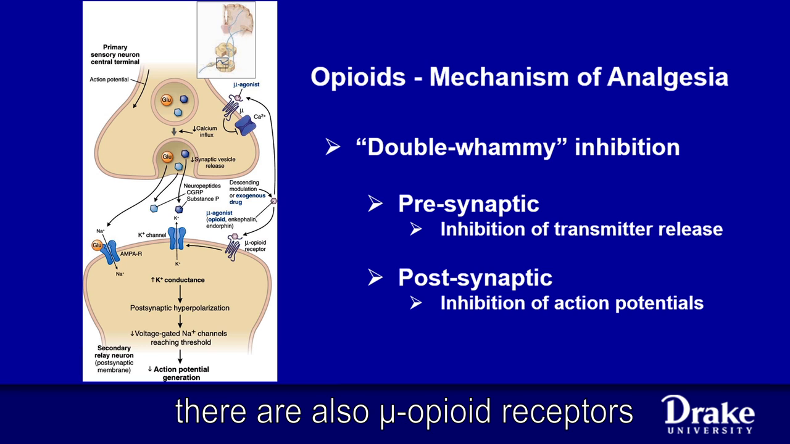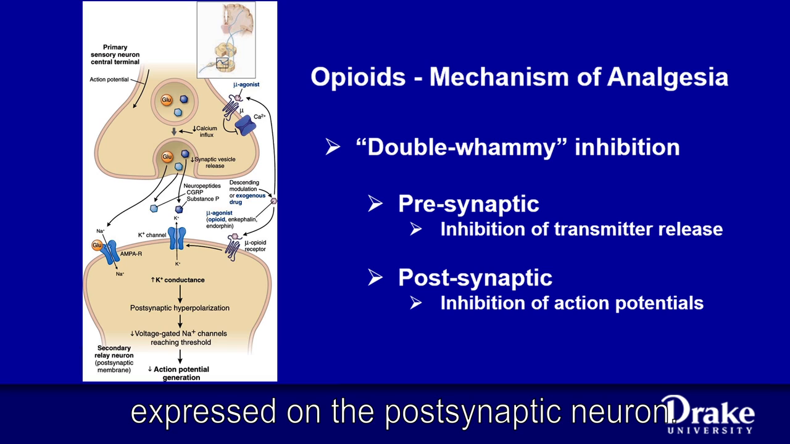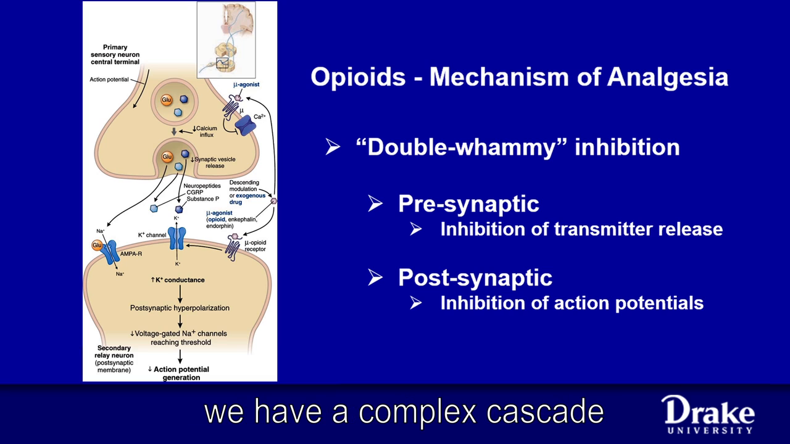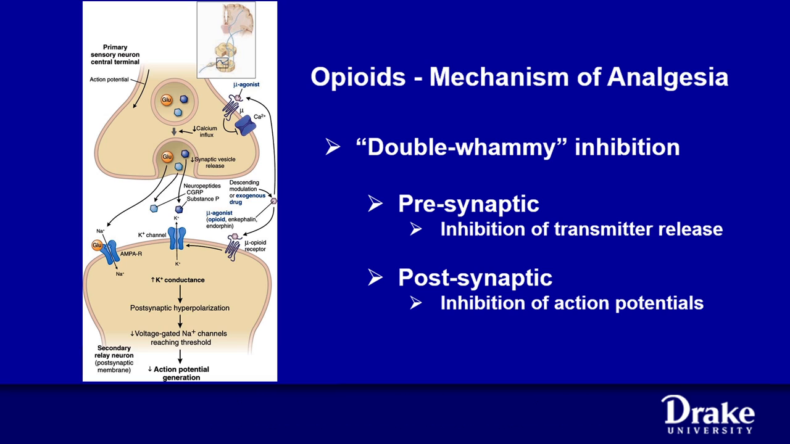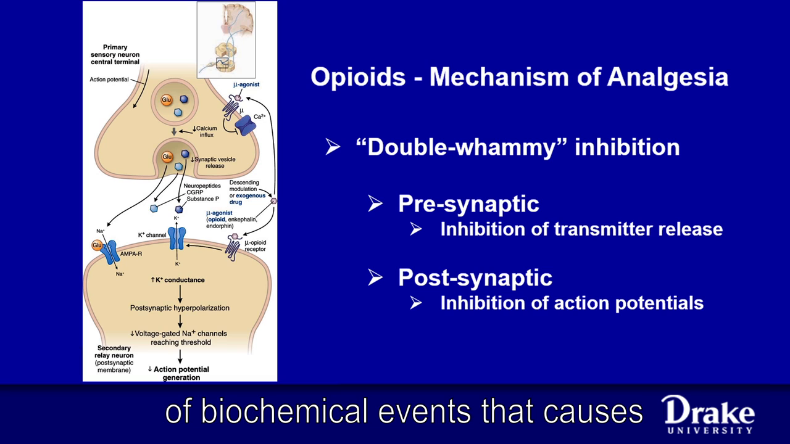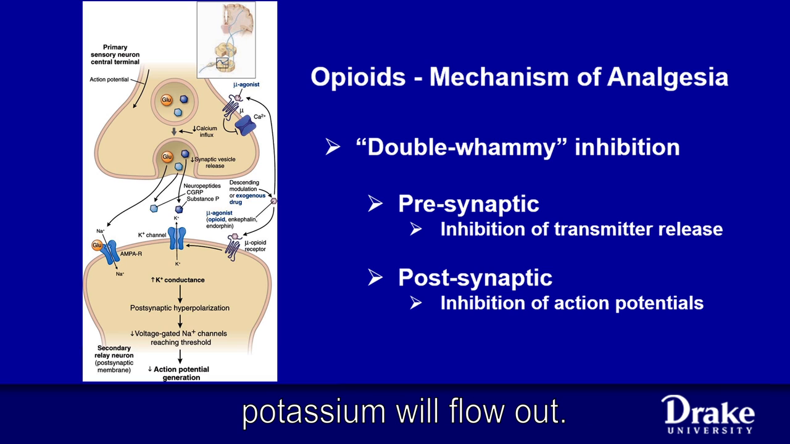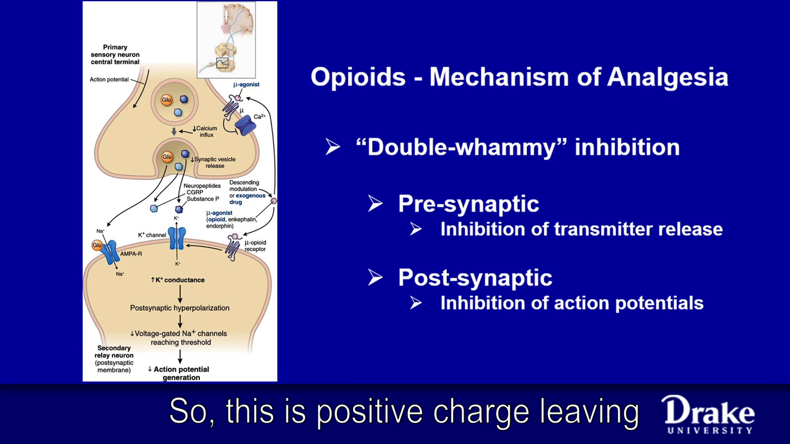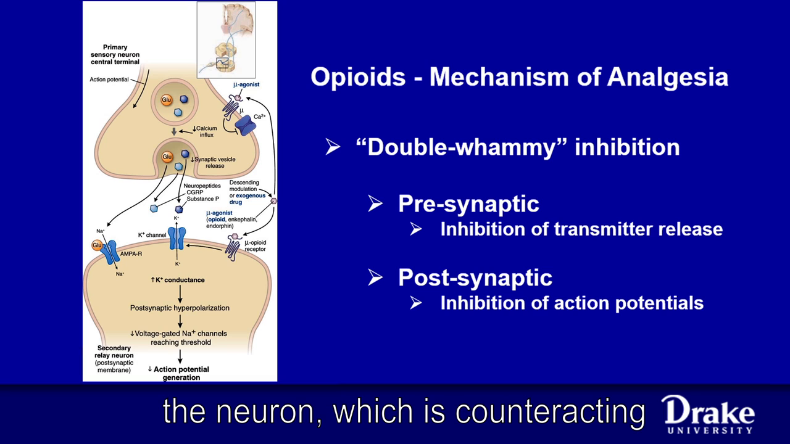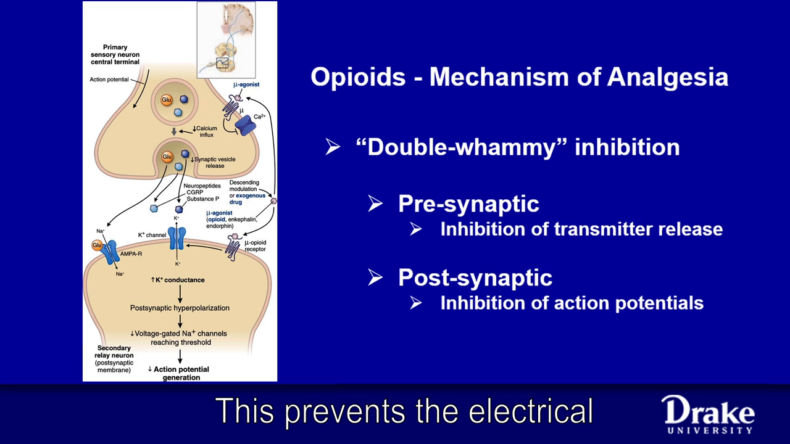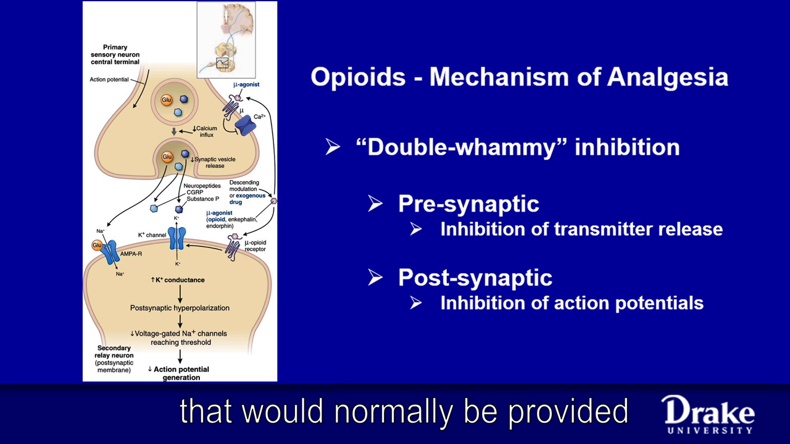Interestingly, though, there are also mu opioid receptors expressed on the postsynaptic neuron. And here, when the opioid binds to and stimulates these receptors, we have a complex cascade of biochemical events that causes potassium channels to open. Potassium is more concentrated on the inside of the neuron than the outside. Potassium will flow out. So this is positive charge leaving the neuron, which is counteracting any entry of the positive sodium entering the neuron. This prevents the electrical activity in the neuron that would normally be provided by glutamate.